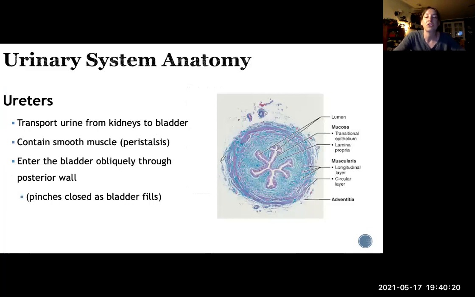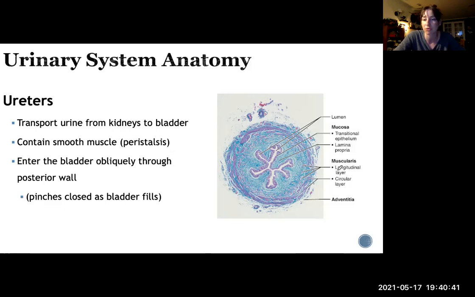Okay. So your ureters actually look like this in a transverse cross section. They are collapsed most of the time when they are not actually pushing urine through. Urine is mostly constantly trickling through at any given time. You do have a little bit of smooth muscle going on in the muscularis.